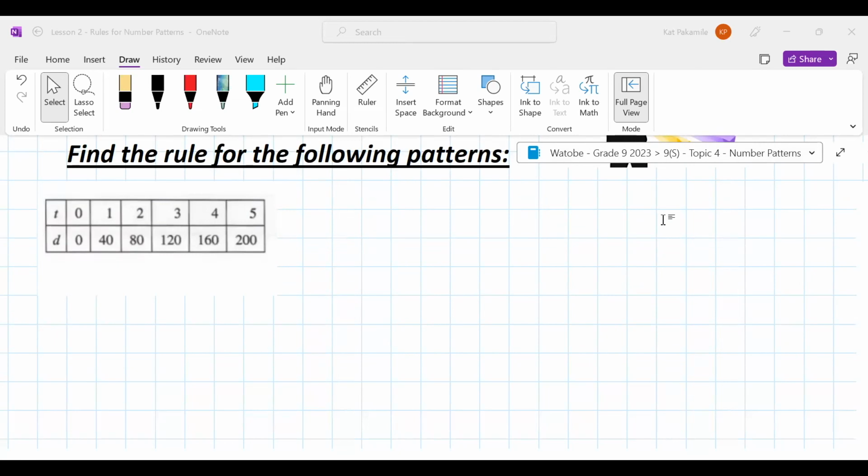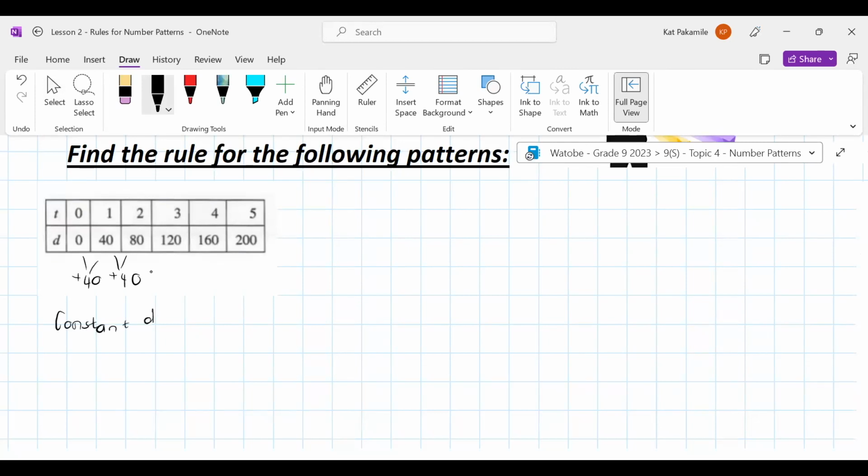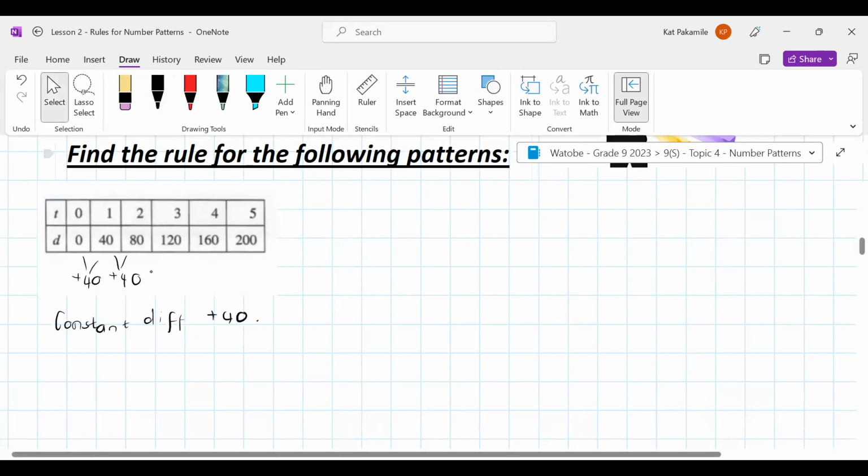I see people's hands are up. I'm hoping these people are going to help me do the whole sum. Hi, Becky. Hi, ma'am. So to each number, ma'am, you add 40 to get your next. You add 40. Beautiful. So our constant difference is positive 40.